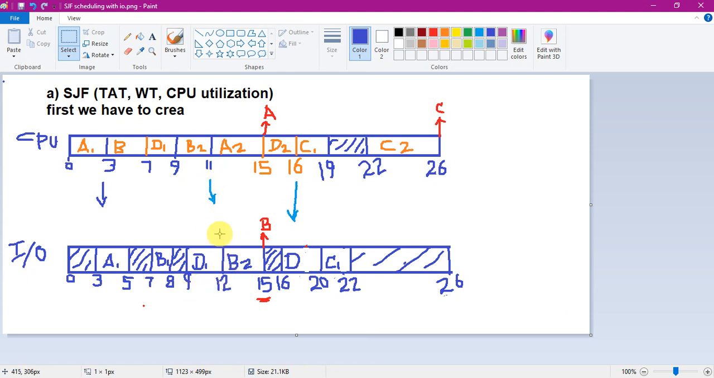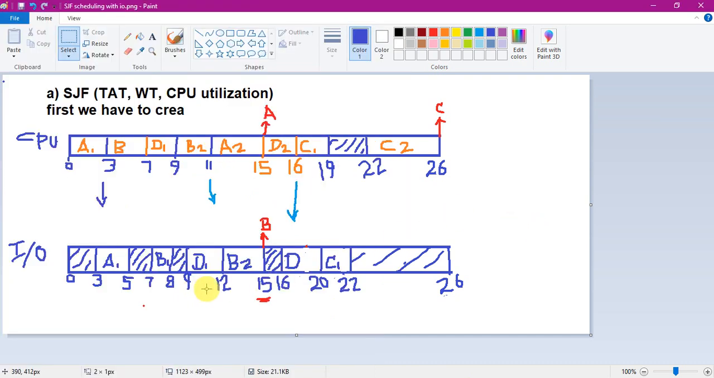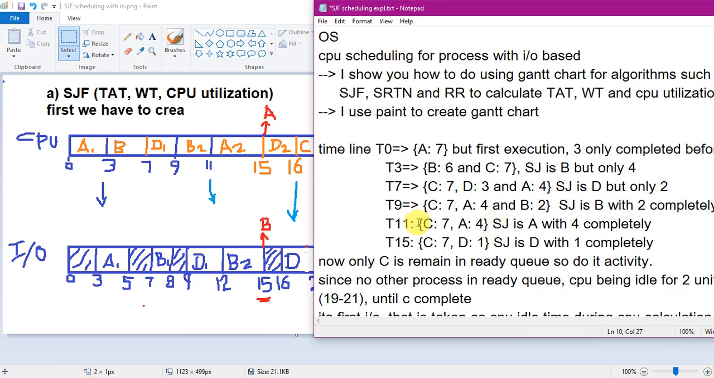So 1 unit of waiting there for the IO request in the case of B, because they want to access the first IO for 3 units. So 3 units means from 9 to 10, 10 to 11, 11 to 12, but B is waiting to access. Now at time 11, only processes C and A are there, because B left the system, completing its CPU need and requiring only an IO request.